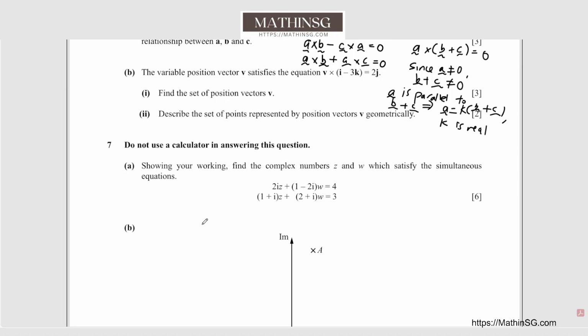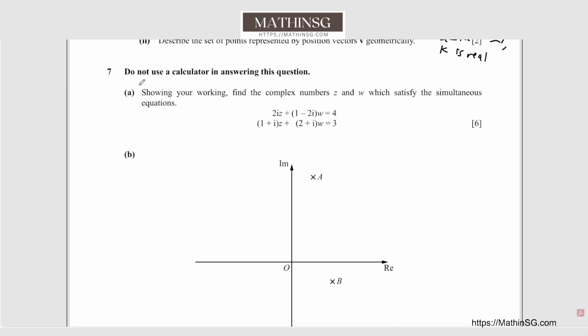Now, moving on to question 7. You're asked to show your working and find the complex numbers z and w which satisfy the simultaneous equations here. They say do not use the calculator in answering the question. You can use the calculator to check your answer, which I highly recommend. You can get these 6 marks.